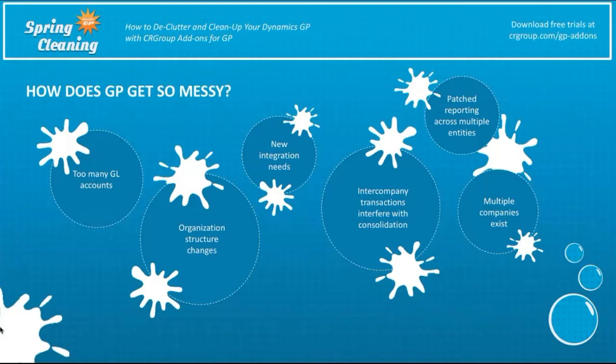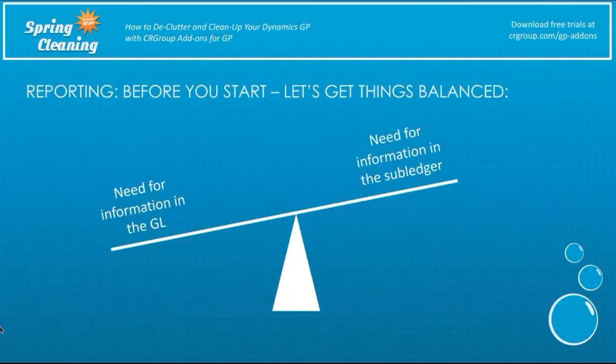Patched reporting across multiple entities is sort of the same thing. When we talk about consolidation, when we talk about bringing different company entities together in one picture, it can be cumbersome if the charts of accounts aren't structured consistently. And of course, there are multiple companies out there, and if they exist and will continue to exist, let's clean them up and make them as lean and mean as possible.